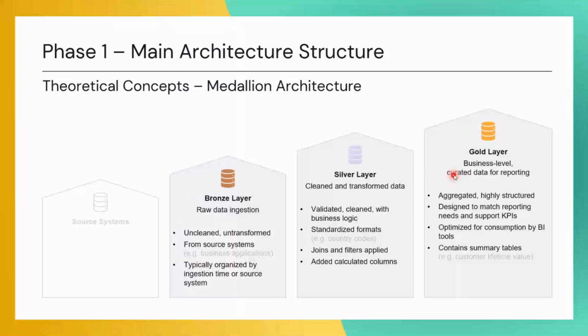In the gold layer, we then have highly structured data, which is aggregated and tailored for business needs. It is designed to match the reporting structures and support the KPI calculation. So we're much closer to the business users than to the source systems. It might contain summary tables and dimensional models. We'll talk about this in the next phase. And it's optimized for consumption by BI tools like Power BI.